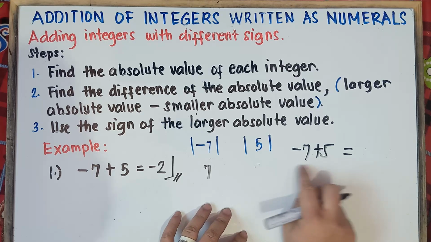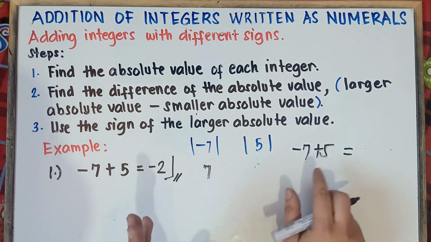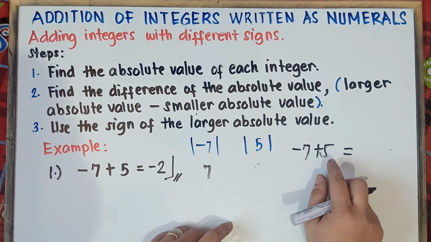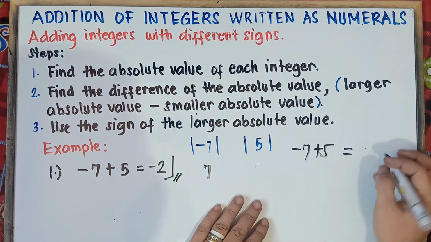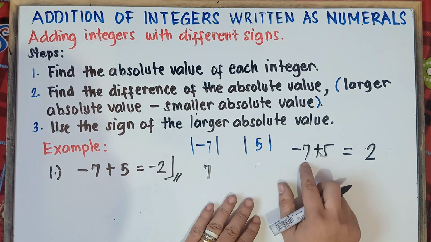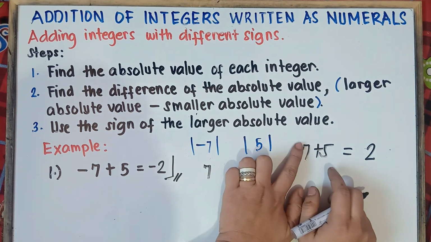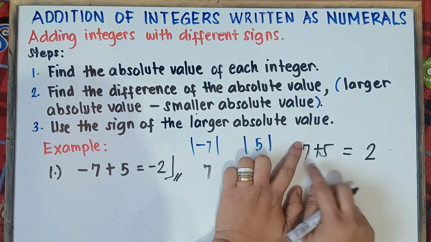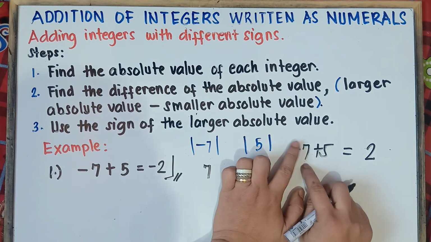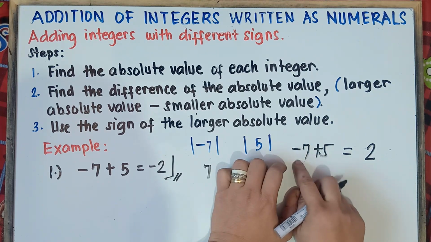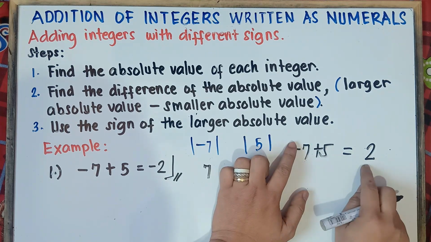To make it simple, negative 7 plus 5. If the signs are not the same, subtract. It must be the bigger number minus the smaller number. Ignore first the negative sign, class. 7 minus 5, of course, that would be 2.